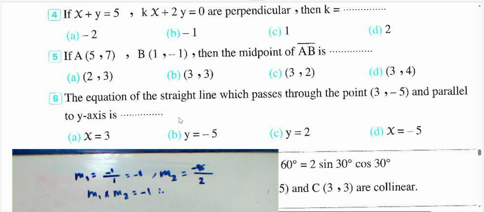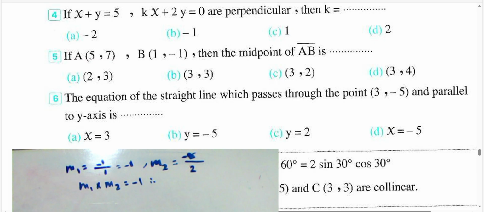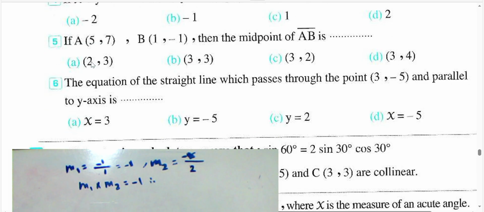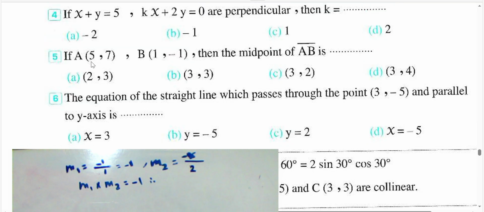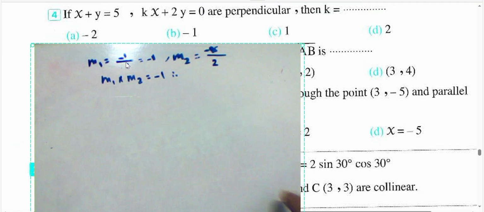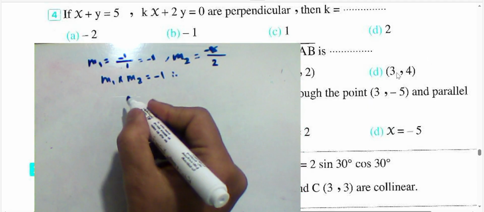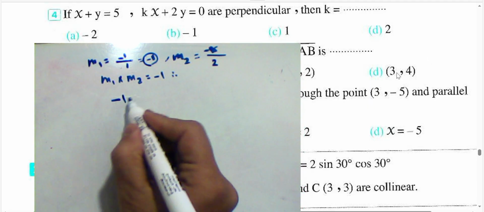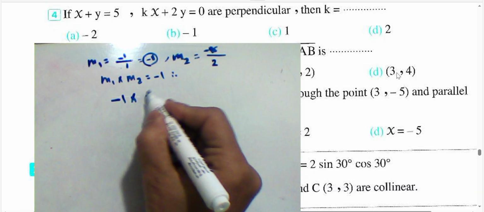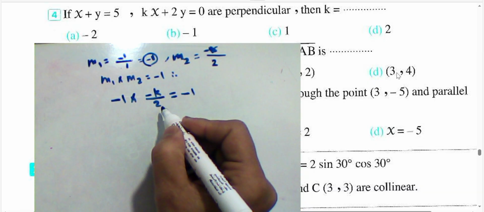Look at with me. What are the steps here? m1 times m2 equals negative 1. m1 here is negative 1 over 1, which is negative 1, multiplied by slope 2, negative k over 2. The product between them equals negative 1.